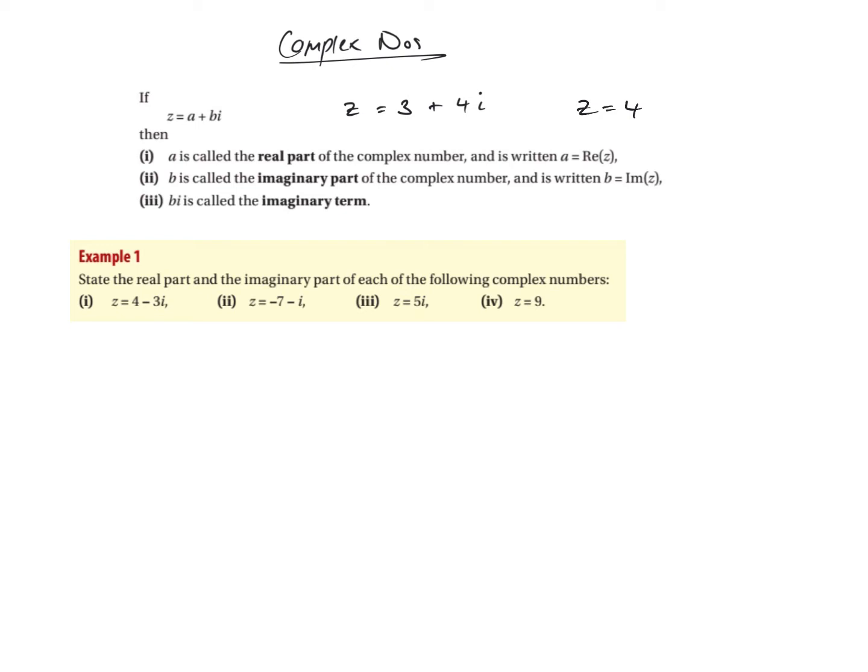Let's have a look at example 1 here. We'll just quickly go through, state the real part and the imaginary part of each of the following. Guys, this is really straightforward. If it hasn't got an i on it, that's the real. If it has an i on it, so the minus 3i, that's your imaginary. Same here. That's your real. That's your imaginary. That there has no real because there's no real number. There's no number without an i, so that's just an imaginary number. And here z is equal to 9, the last one. You can see here that there is a real number. There is no i after it. So it's not difficult to work out which part of a complex number is real and which part is imaginary.